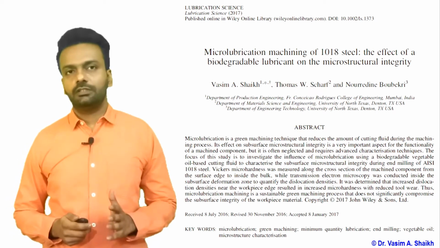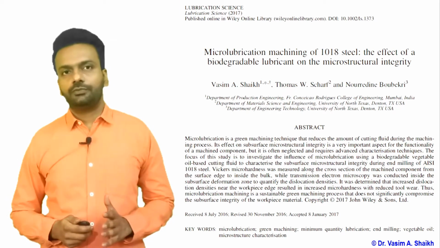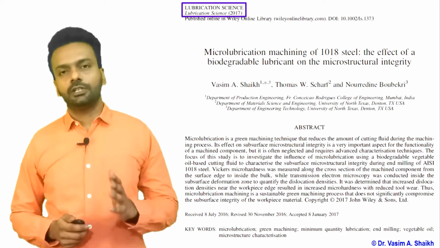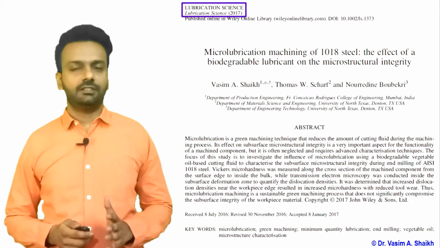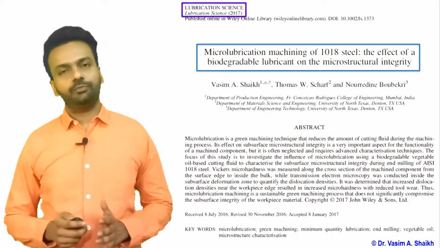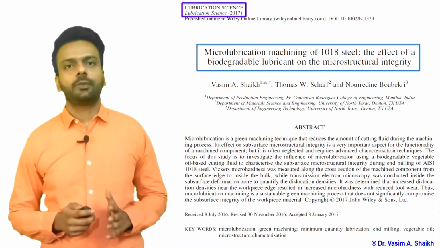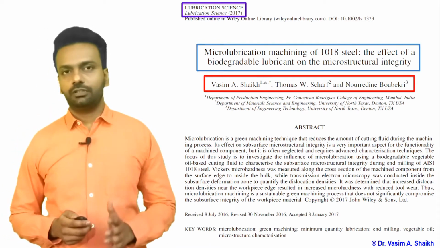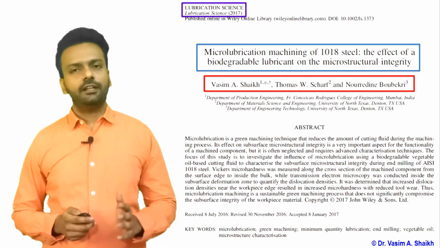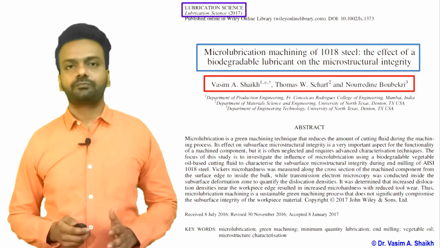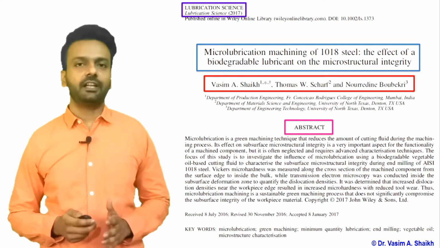So here in this paper, first of all we will see the name of the journal. Here this is my paper from a journal called Lubrication Science. Then after that you see the title of the paper. Then below that you will see the name of the authors. And below that you will see the affiliation of the authors. Then you see the abstract.